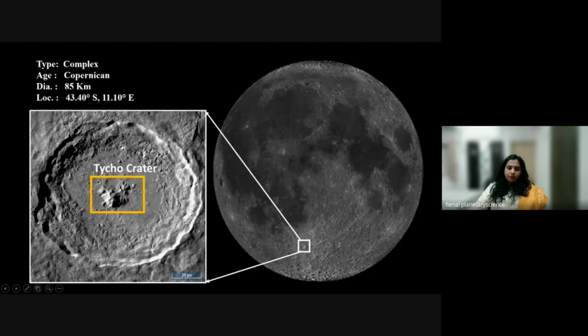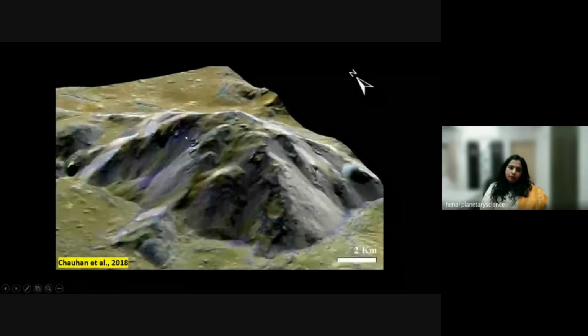This is the Tycho crater. This is also a very interesting, recent, complex central peak crater, with a diameter of up to 85 kilometers, and it is of Copernican age, I mean a recent crater. We mapped its central peak, and the new thing we did in this work is we generated a high resolution fusion image using two data sets.